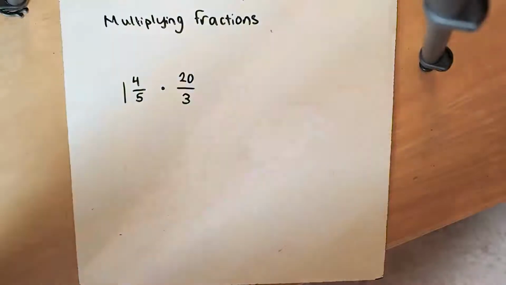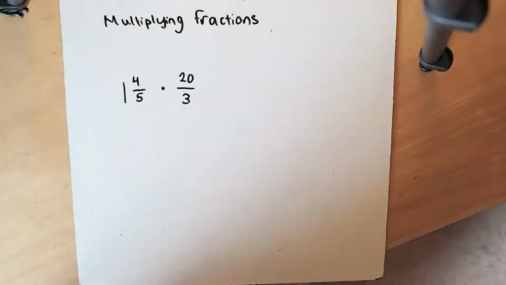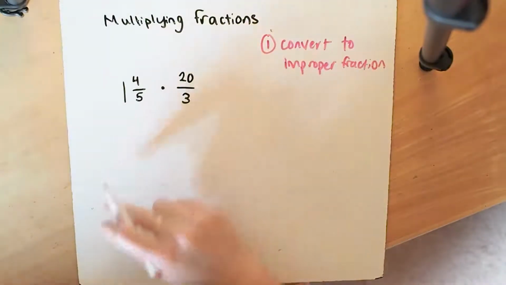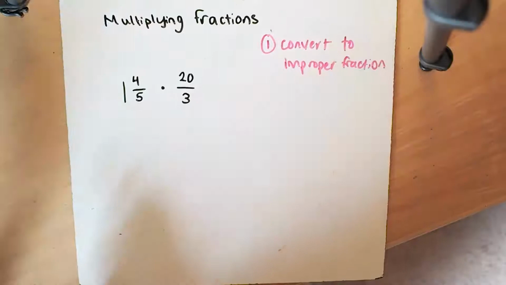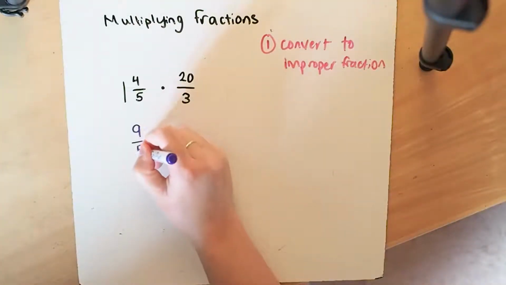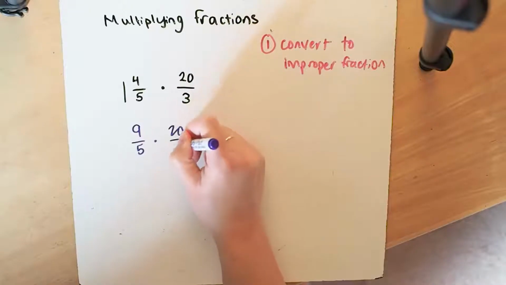We're going to talk about multiplying fractions. For some of you, this is a review. When we're multiplying fractions, the first thing we want to do is make sure everything is an improper fraction first. So this one is an improper fraction already. This one is not. So when we go ahead and convert it, we're going to do 1 times 5 and then add 4. So we'll get 9 over 5 times 20 over 3.